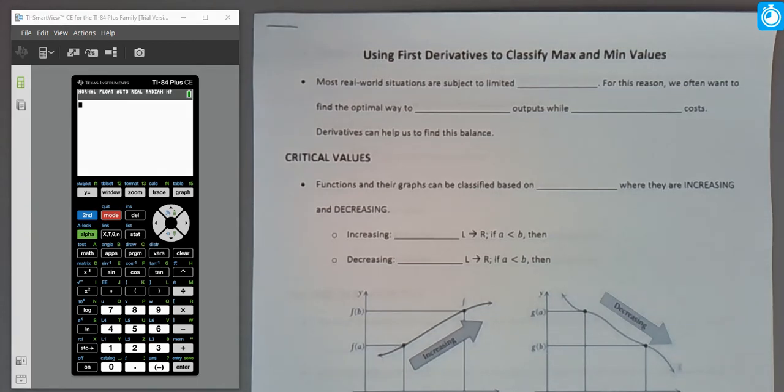Over the next few videos, we're going to talk about applications for the derivative. So we now know a variety of ways to calculate derivatives. How can we actually use derivatives? In the next few videos, we're going to talk about what we call optimization.